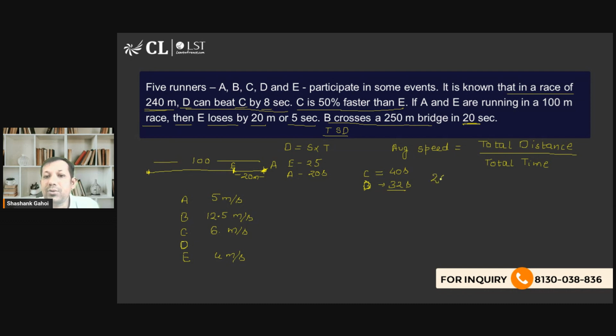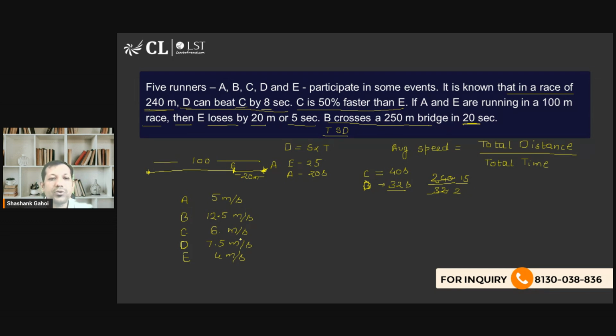So the speed of D: total distance is 240, total time is 32. So it is going to be 15 upon 2, or I can say the speed of D is going to be 7.5 meters per second. And I got the speed of all 5 people. Apart from this, there is no other information given to us. So we can just move on to the questions and understand what each question is saying.